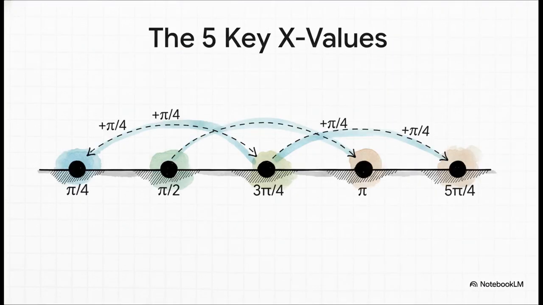So how do we use that magic number? Well, we start at our phase shift, C, which is pi over 4. That's our first key point. Then we just keep adding our quarter period. So pi over 4 plus pi over 4 gives us pi over 2. Add it again, we get 3 pi over 4. Add it again, we get pi. And one last time gives us 5 pi over 4. And just like that, we have the 5 x-coordinates that define one full cycle of our graph.